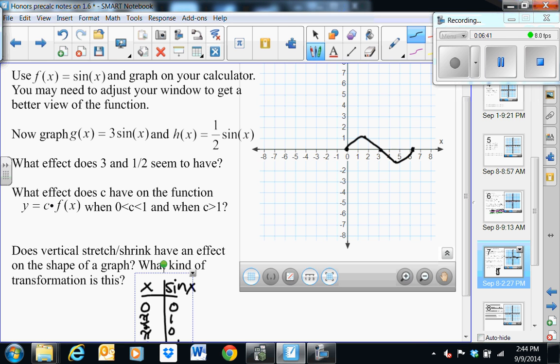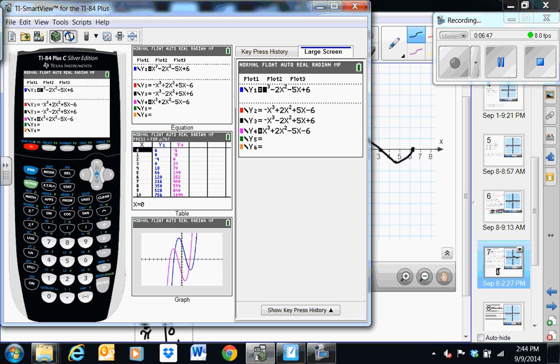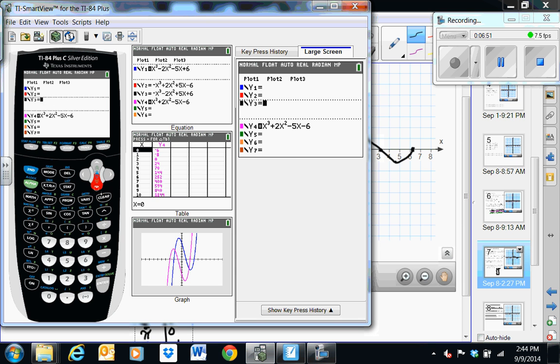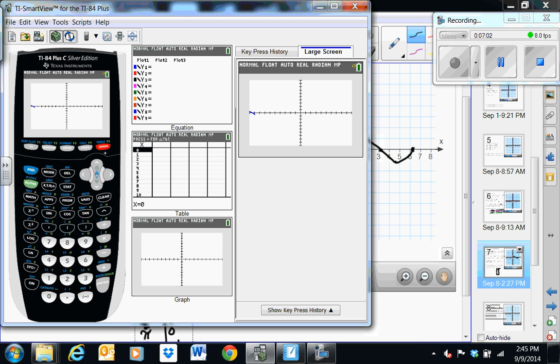Now let's look at this in our graphing calculators and see what happens when we put in 3 sine of x. So we're going to clear out all of our functions from last time. And let's just put in our simple sine of x. And this is showing more than one period. I just showed one period.